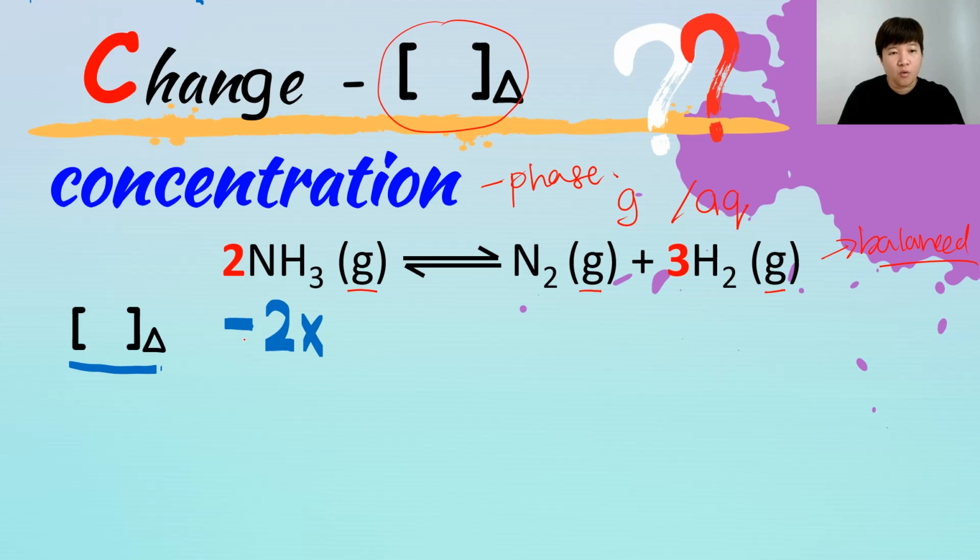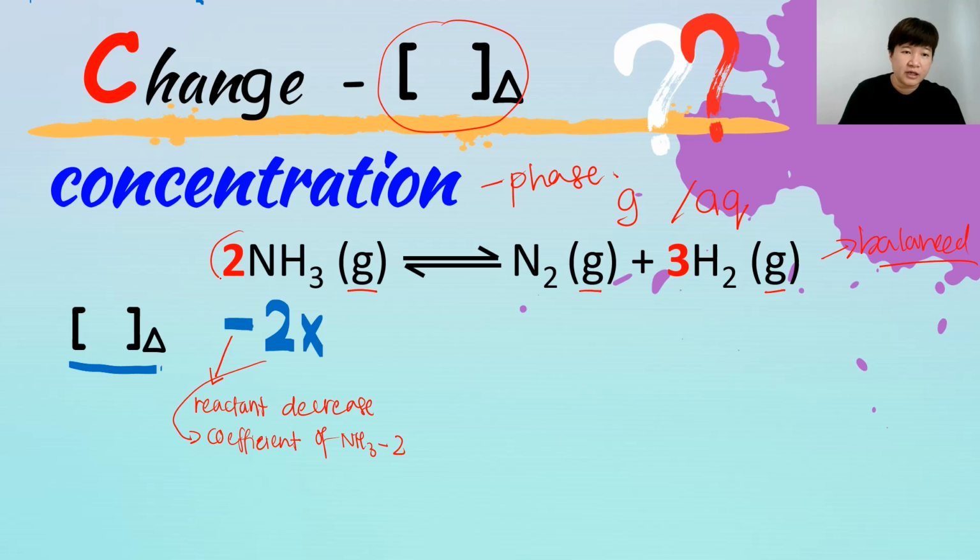minus 2x. Let me explain why minus 2x. Minus because it's a reactant. A reactant will decrease when the reaction starts. That's why it's a minus. When the reactant decreases, the change will be decreasing, so you have a minus over here. The 2, why is that a 2? Because the coefficient of ammonia is 2. That's why you have a minus 2x. X is the rate. Everybody will be using x in the changes.